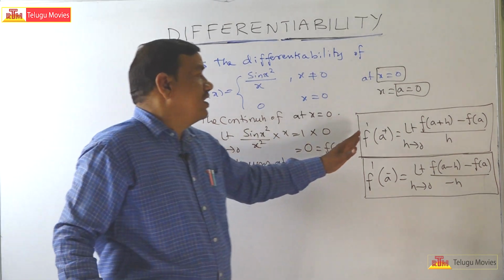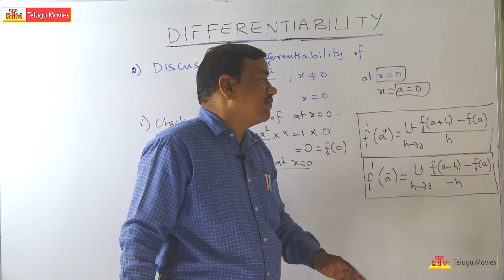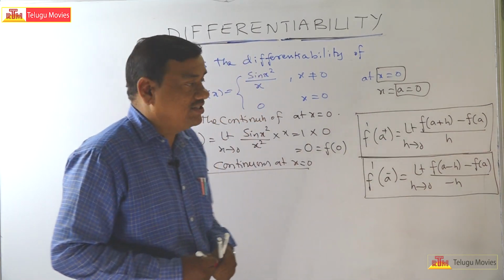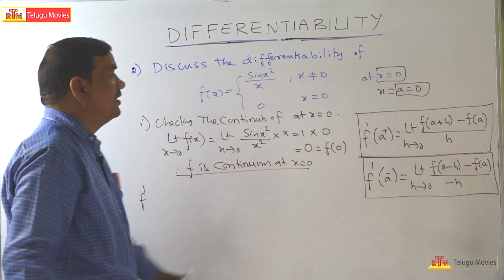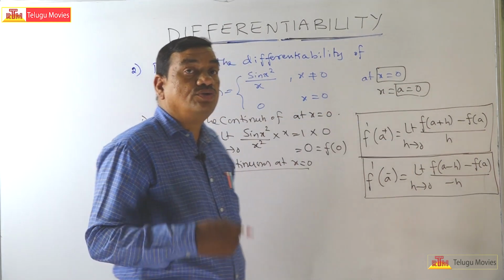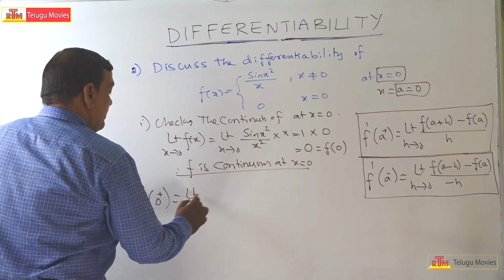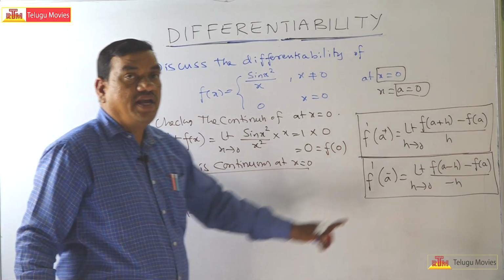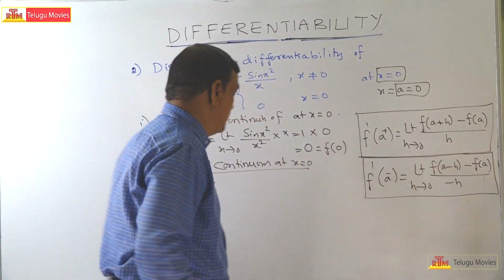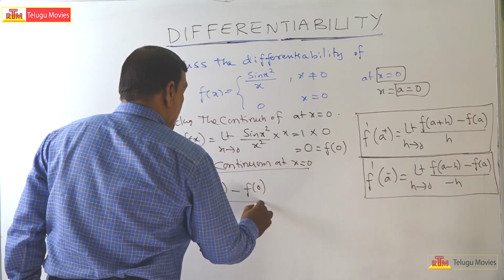We know the formula f dash of a plus is equal to limit h tends to 0 of f of a plus h minus f of a by h. So, directly I am writing the formula: f dash of 0 plus is equal to limit h tends to 0 of f of 0 plus h, that is f of h minus f of 0 by h.